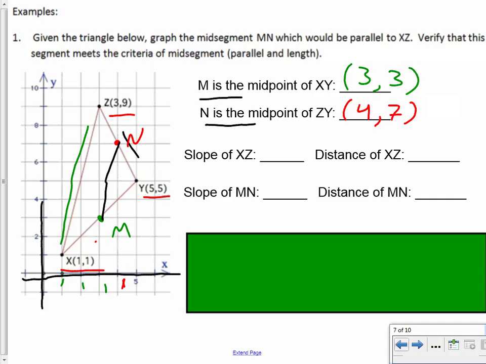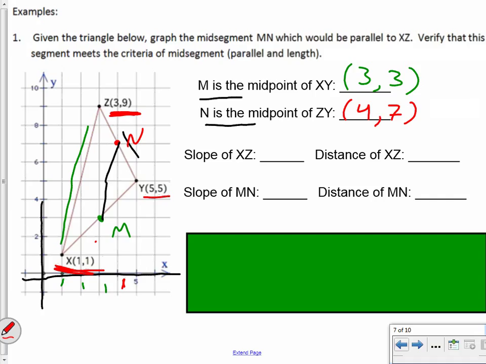Okay, but because it's a mid-segment, we have to prove that it is exactly half the length and that it is parallel. Or should I say, because we used the midpoints, we're going to use that to prove that those lines are parallel and that one of them is half the other one. So to prove that they're parallel, let's find the slope. If we're going from X, this one here, to Z, what is our slope there? Remember, slope is our change in Y values. That's our Y2 minus Y1.